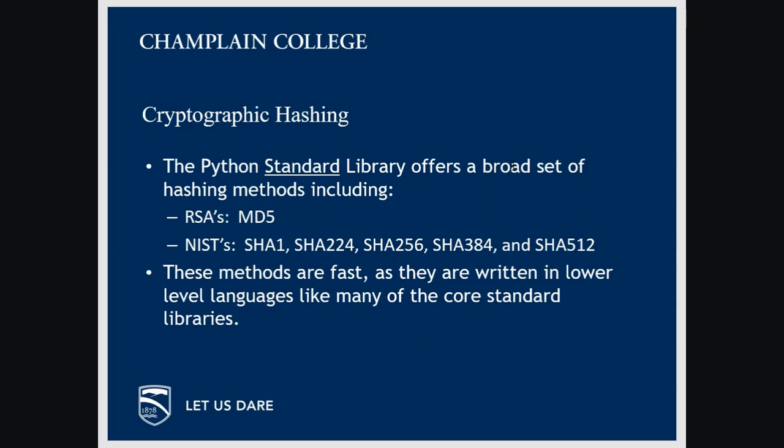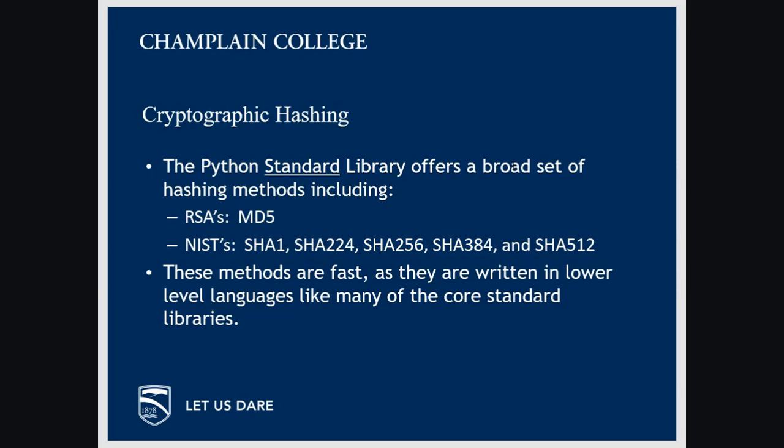Cryptographic hashing, when we're looking at it from a Python perspective: the Python standard library offers a broad set of hashing methods. They include RSA's MD5, which was one of the original algorithms that is still used very often within forensics. And then the National Institute of Standards and Technology, NIST, have produced several additional standard algorithms, SHA-1 through SHA-512, that are available. All of these are built into a library that is part of the Python standard library. Therefore, it operates across all of the platforms, whether it's Windows, Mac, or Linux.